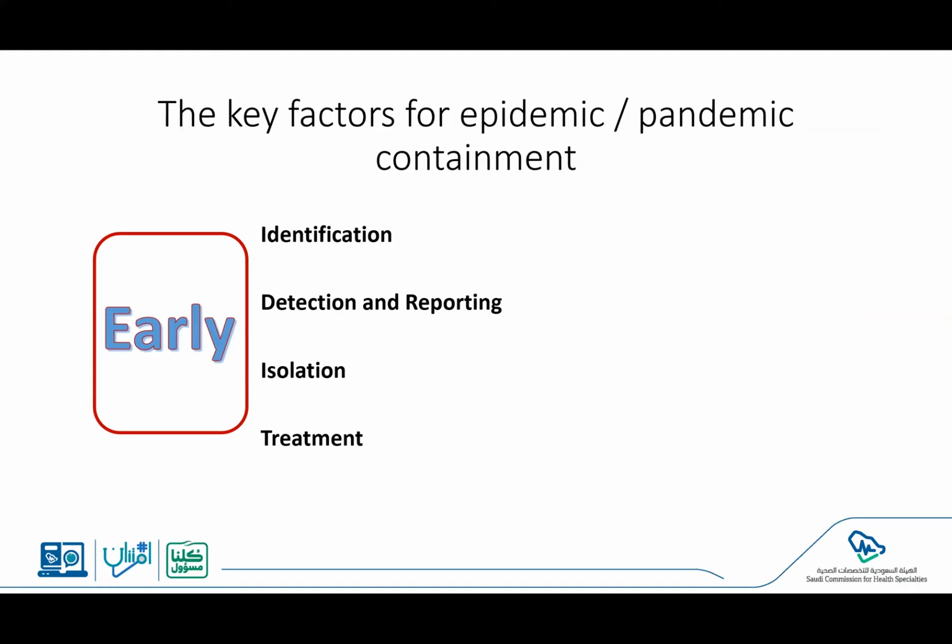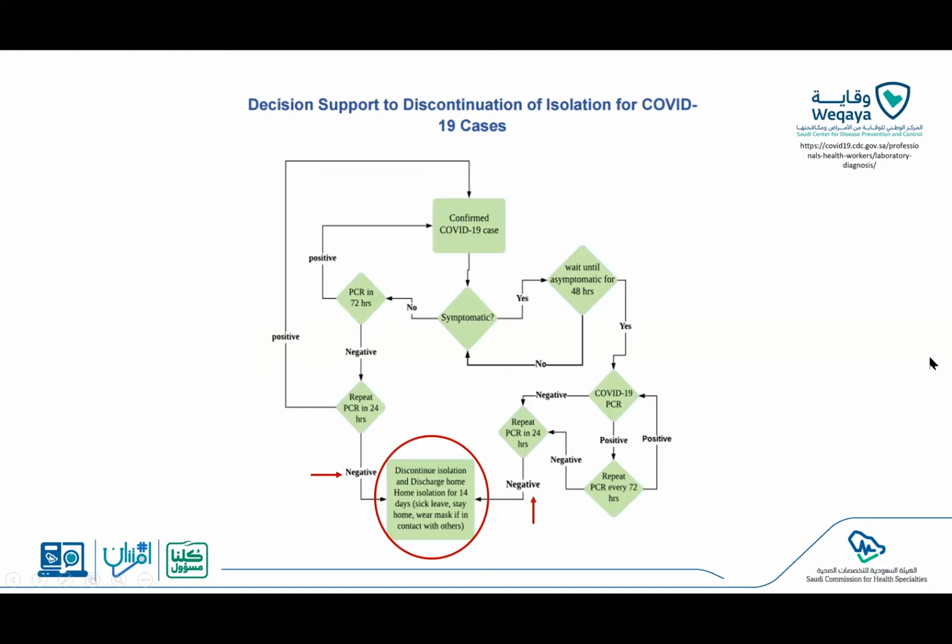It's well known that the key factors for containment of epidemics or pandemics are, first, early identification of cases and early detection and reporting of the lab results, which lead to early isolation and early treatment. This is from the Saudi CDC. As we see here, the discontinuation of isolation of suspected cases, or those coming from travel to endemic or epidemic areas, is usually based mainly on a lab result. Without a definitive lab result, isolation cannot be discontinued. There should be a negative lab result, either a first or second or third, based on the rule of that country, to allow discontinuation of isolation of all suspected or isolated cases.